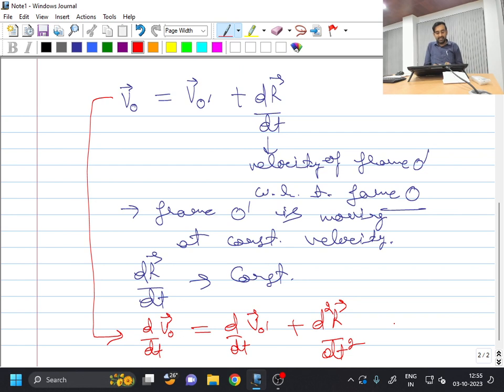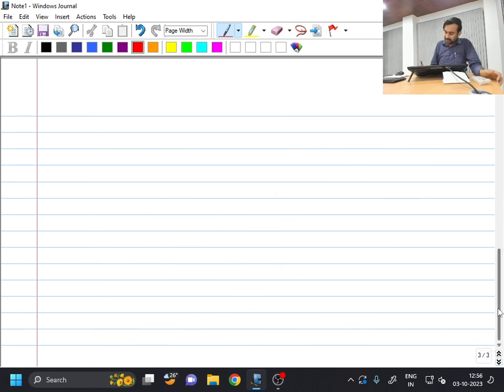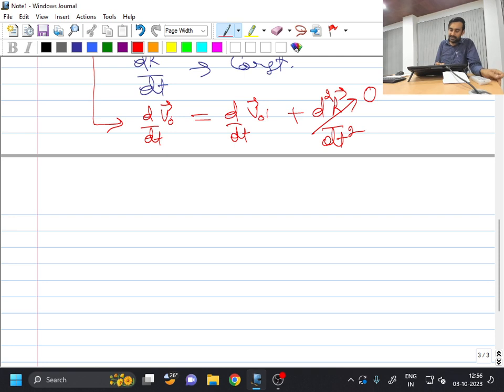Ultimately, if dR vector by dt is constant, meaning the reference frame O dash is moving at constant velocity, then the second derivative of R will be equal to 0, because this is a non-accelerating frame. So the acceleration of the fluid particle with reference to frame O will be equal to the acceleration of the fluid particle with reference to frame O dash. So ultimately, when I write Newton's law of motion, which tells that the sum of all forces is equal to mass times acceleration a naught.